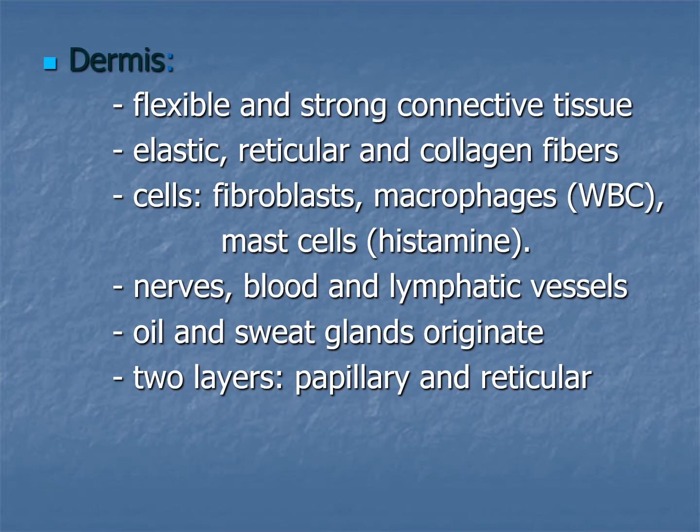Now come to the dermis, which is below the epidermis. It is made up of connective tissue, which imparts flexibility and strength to the skin, and also has collagen, elastic and reticular fibers. The cells of the dermis comprise fibroblasts, macrophages, mast cells, which have different functions. The dermis also contains nerves, blood vessels, lymphatics, and various types of skin appendages like the sebaceous glands and sweat glands.